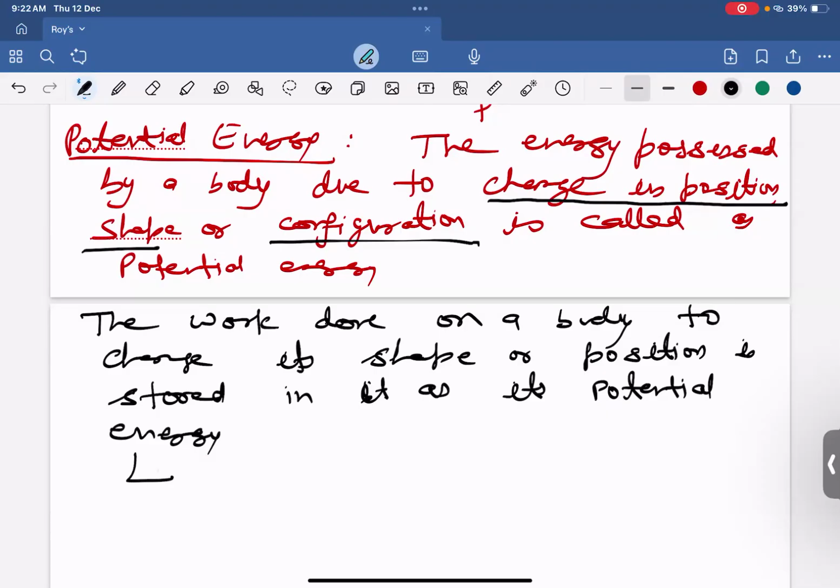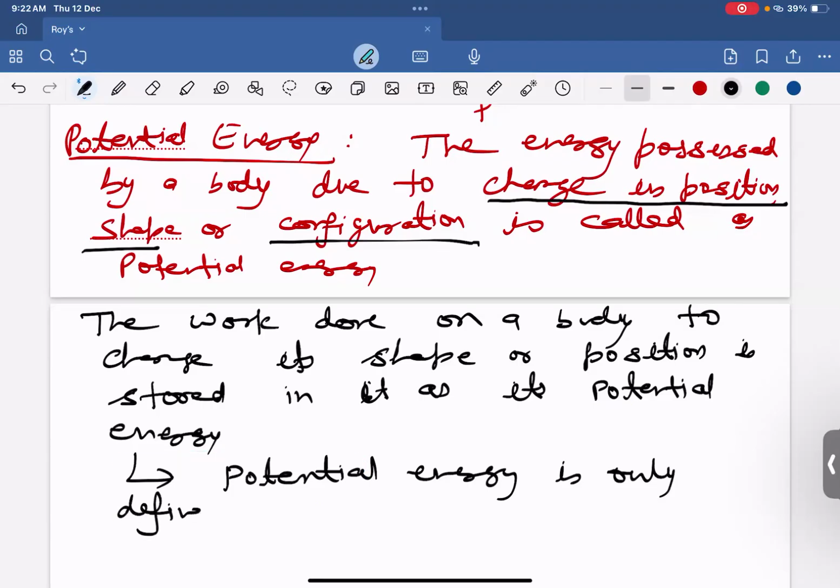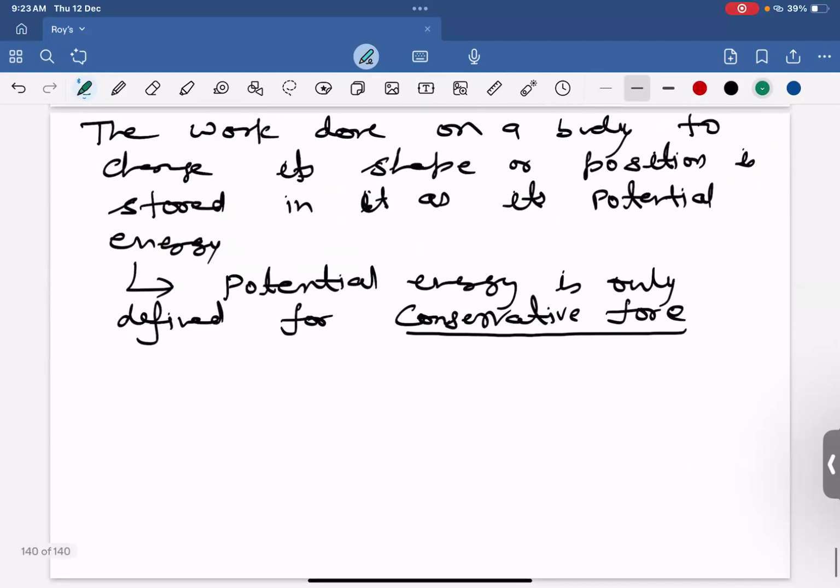But here one main concept that you should know about potential energy: potential energy is only defined for conservative forces. Now we discuss what a conservative force is. We can divide forces on the basis of their work done into two categories. One we call conservative force, the other we call non-conservative force.